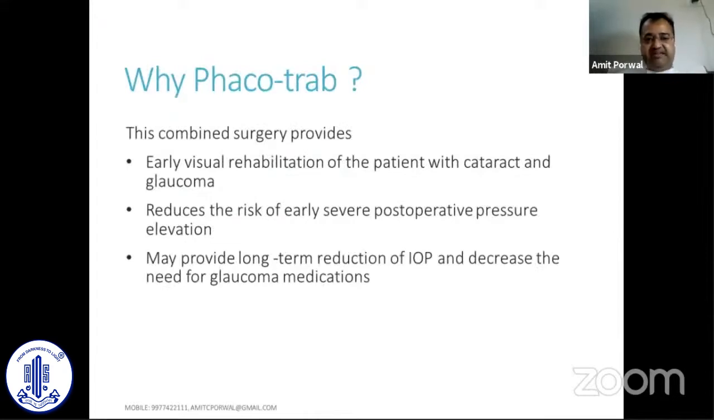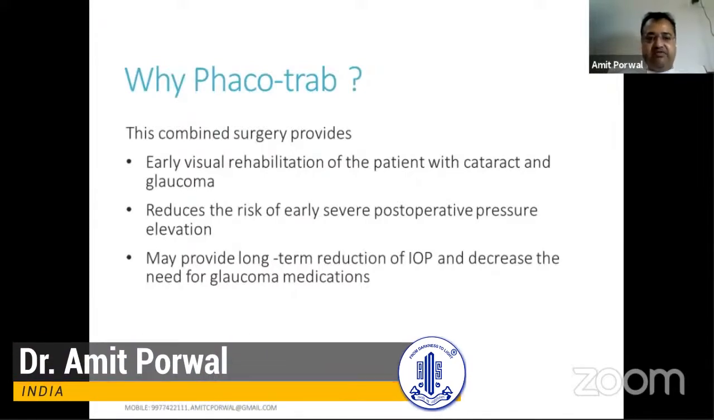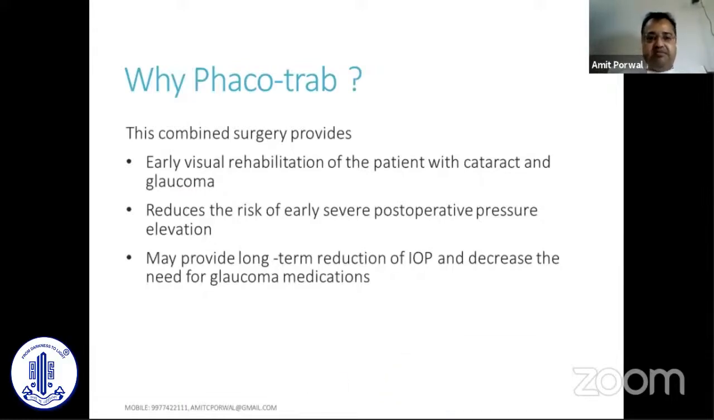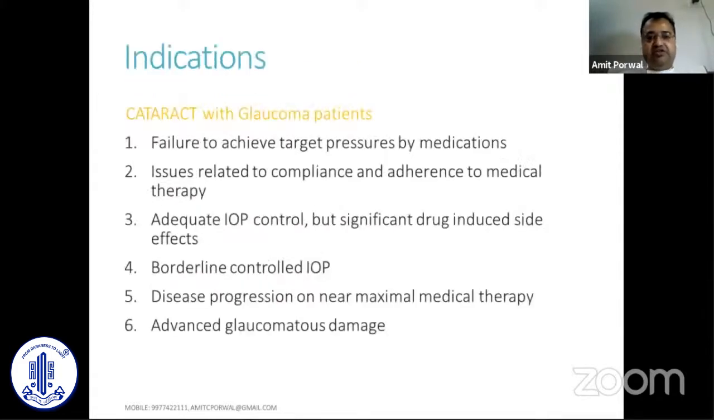Phacotrab basically is a combined surgery wherein cataract and glaucoma, both these issues are addressed in a single surgery. It provides early visual rehabilitation of the patient with cataract and glaucoma. It reduces the risk of severe post-operative pressure elevation, may provide long-term reduction of IOP and decrease the need of glaucoma medications. So what are the indications for doing a phacotrab?